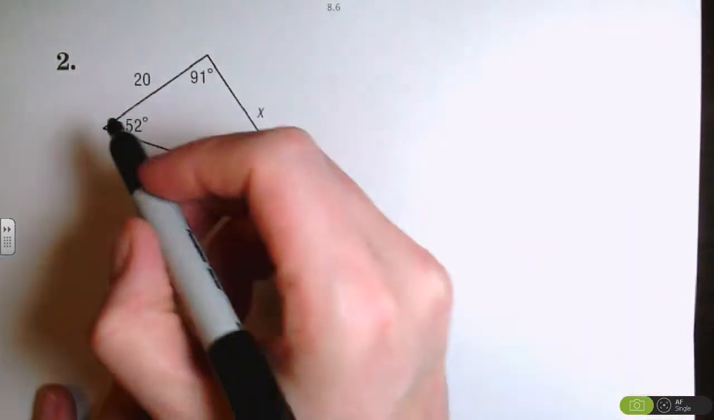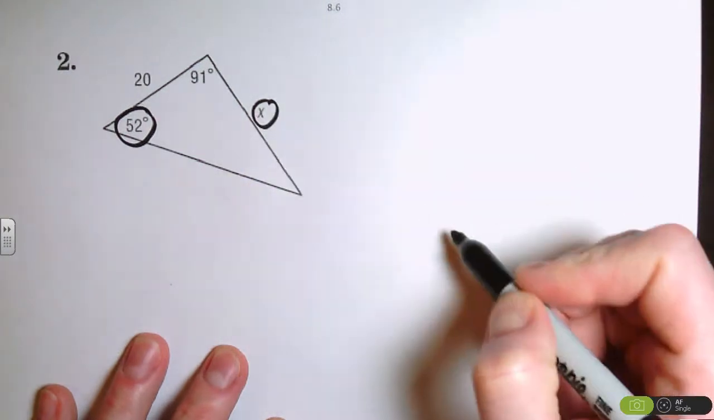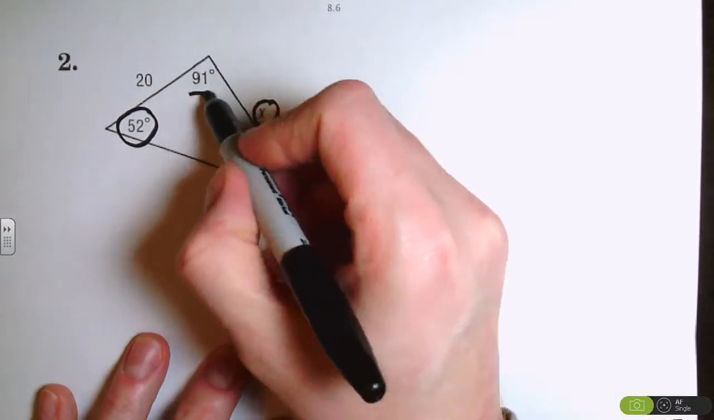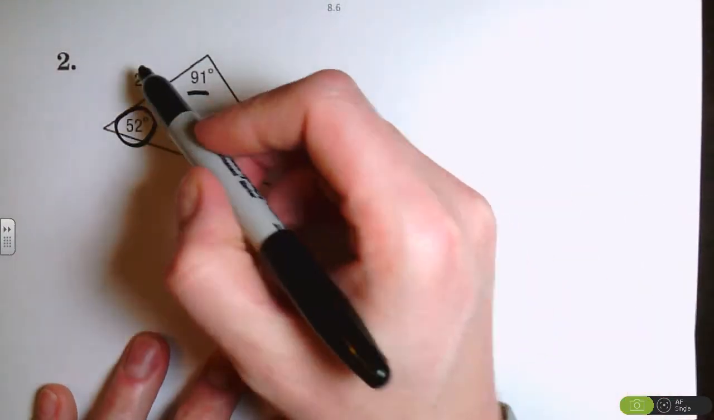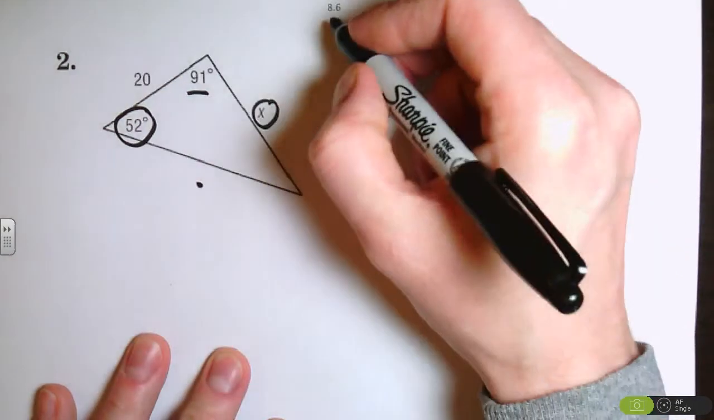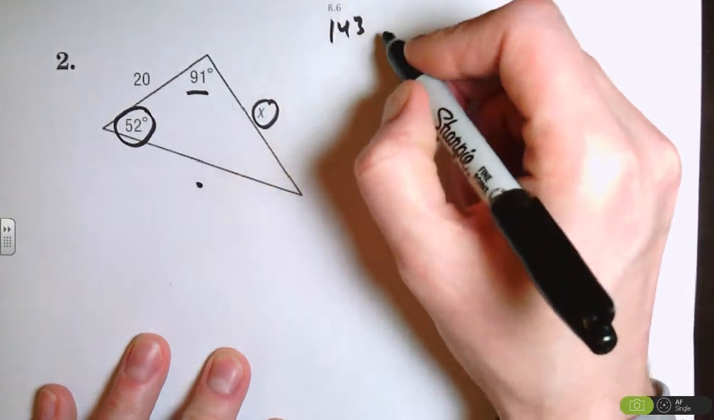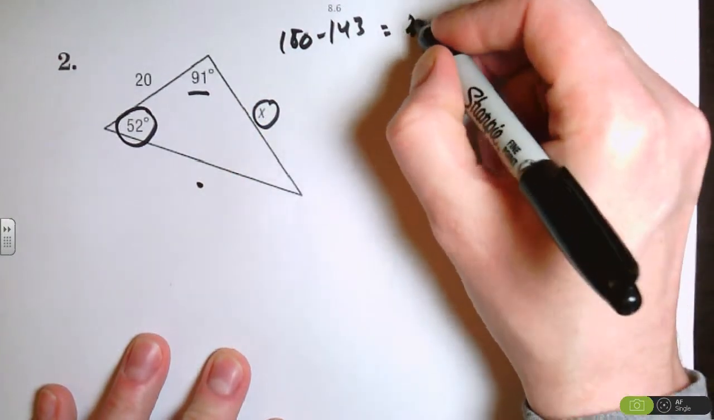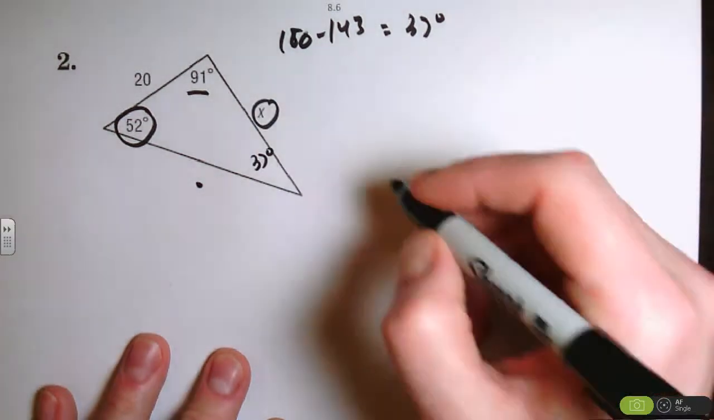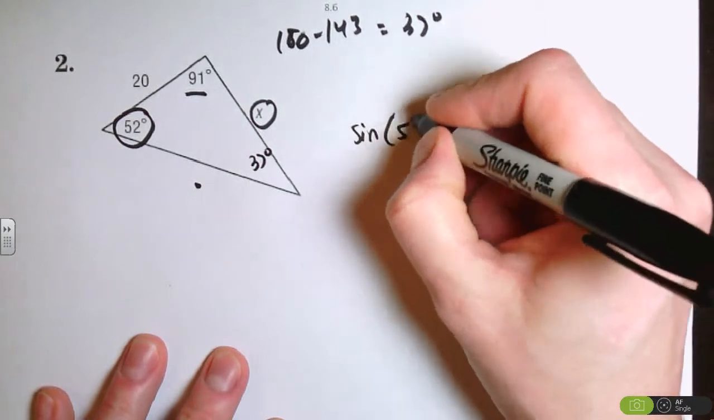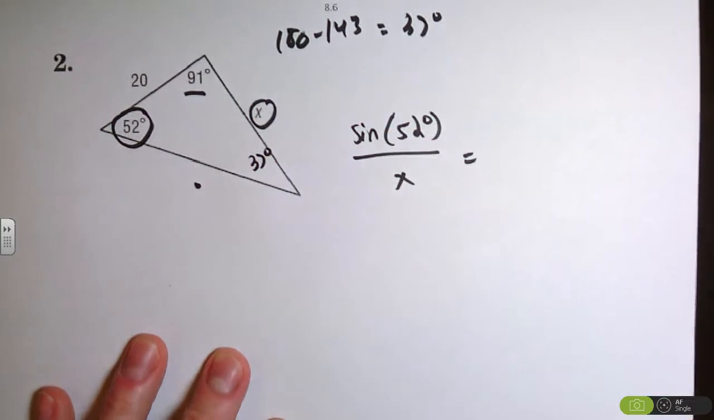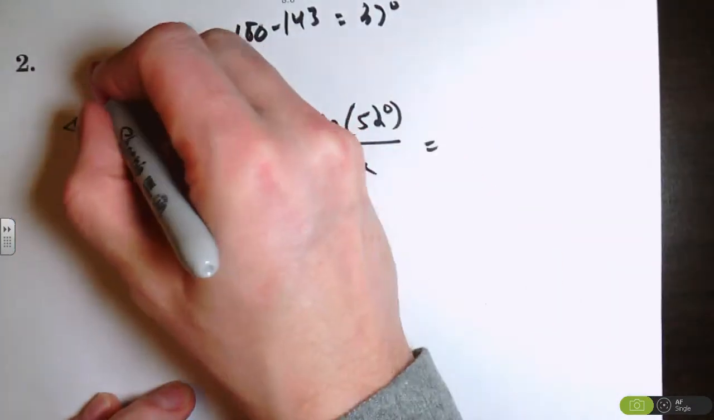So the way the law of sines works is the sine of an angle over its opposite side is equal to the sine of an angle over its opposite side. Well, in this case, I know this angle, but I don't know its opposite side. I know this opposite side, but I don't know its angle. Well, this is the easier one to rectify because 91 plus 52 is 143. Subtract that from 180, that ends up giving us 37 degrees. So I know this is a 37-degree angle. So now what I'm able to do is say sine of 52 degrees over x, because again, sine of an angle over its opposite side, equals sine of 37 over 20.